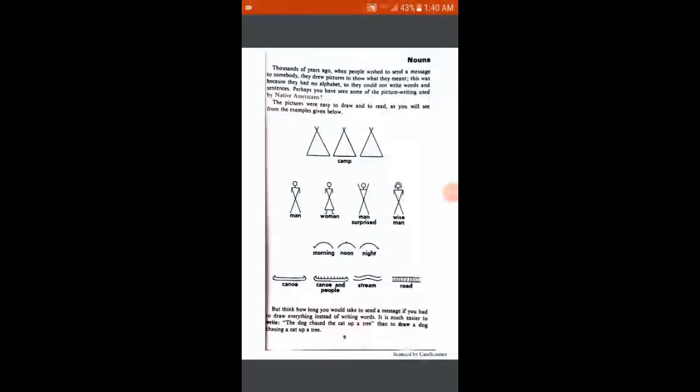Firstly, on the first page we have the topic noun. This is the first topic of our July syllabus. Before starting the topic, I want to discuss the background: why is noun important, why are we learning it, what is the purpose of learning noun, and what are the uses of noun in our daily routine and in English terminology. So thousands of years ago, when people wished to send a message to somebody, they drew pictures.